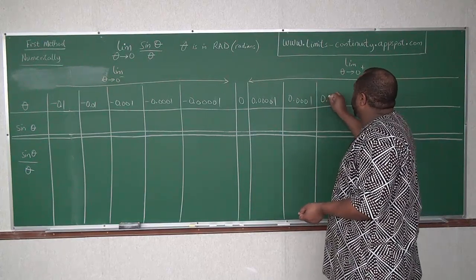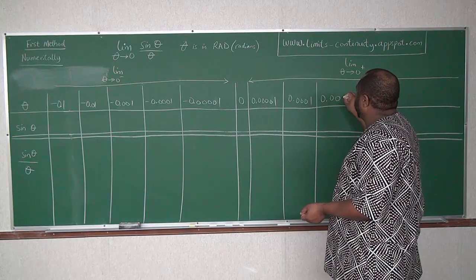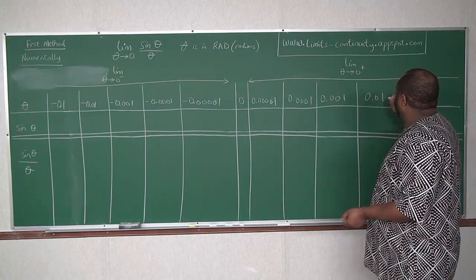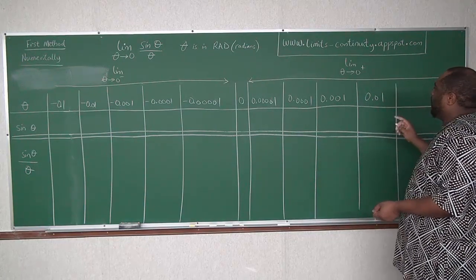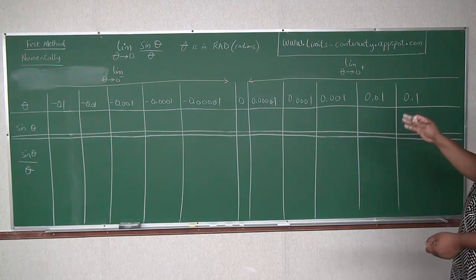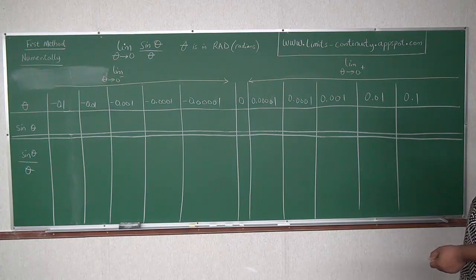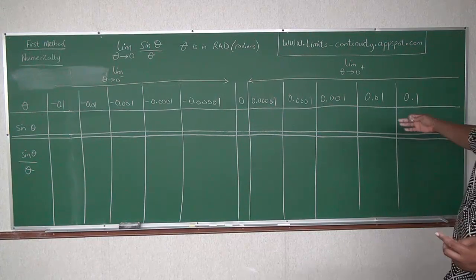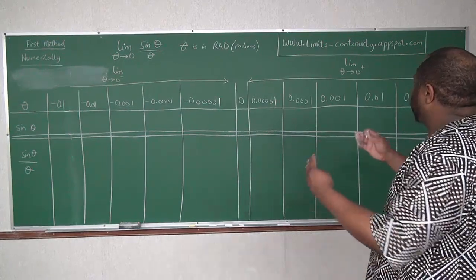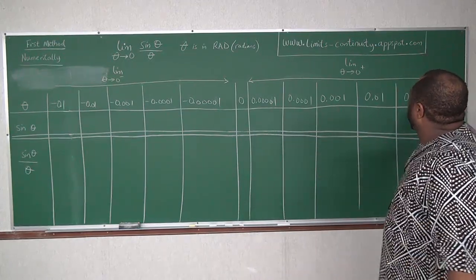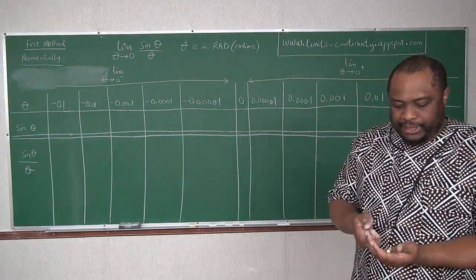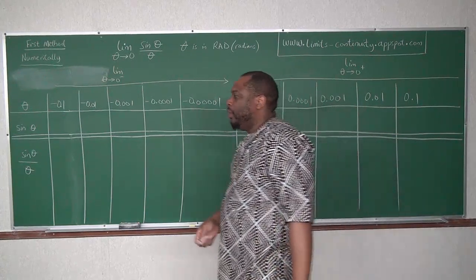This will be 0.001, and then 0.1. Okay? 1, 2, 3, 4, 5. I know this doesn't look uniform, but at least you have the idea. It's good to make it 5 values at least. It's recommended, 5 values. All right.